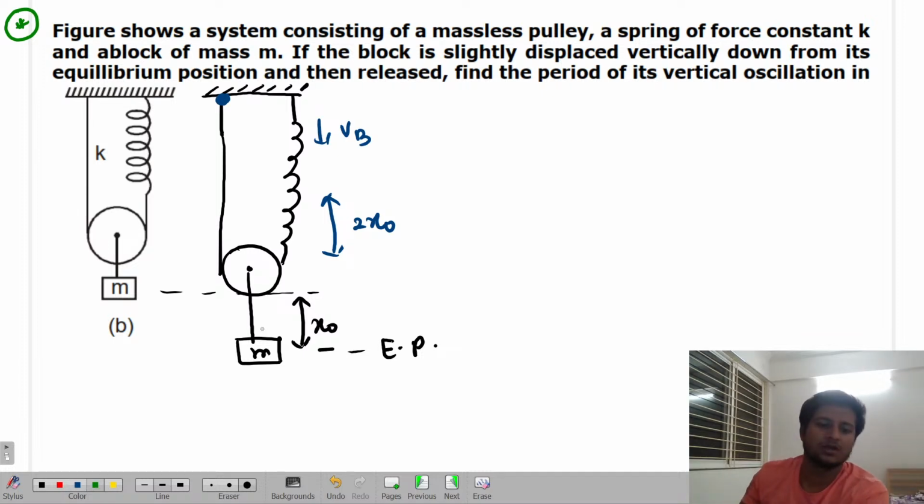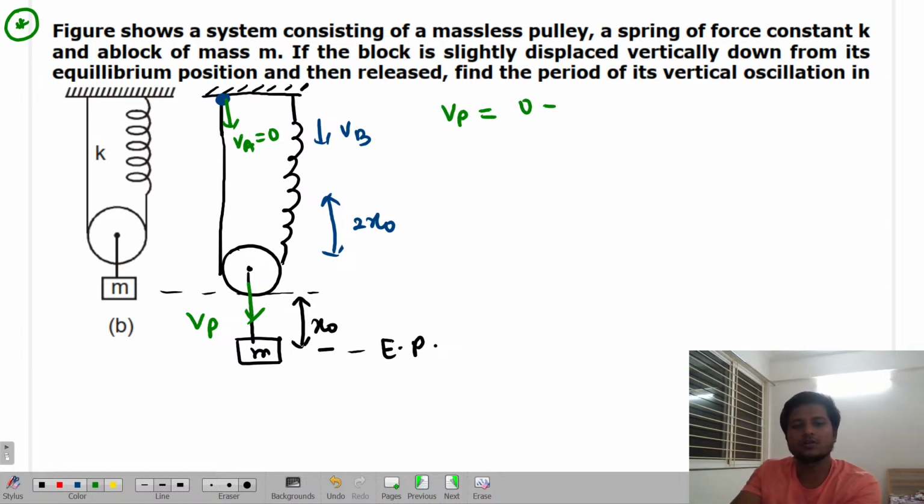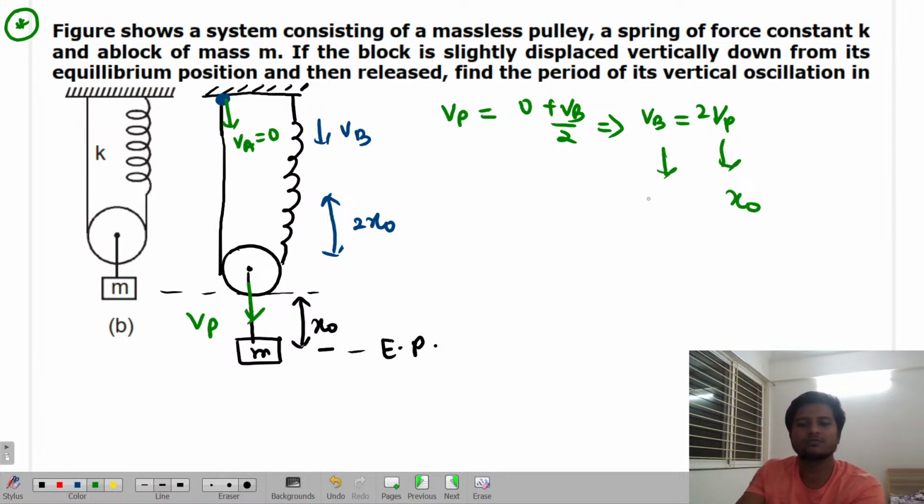Look over here. This pulley has some velocity downwards. This velocity is 0. This is V of B. So if V of P is equal to 0 plus V of B, so V of B is equal to... if the pulley travels by x naught distance, B must travel how much distance? Twice of x naught. Is that clear or not?